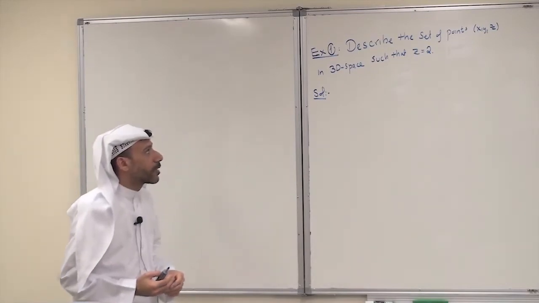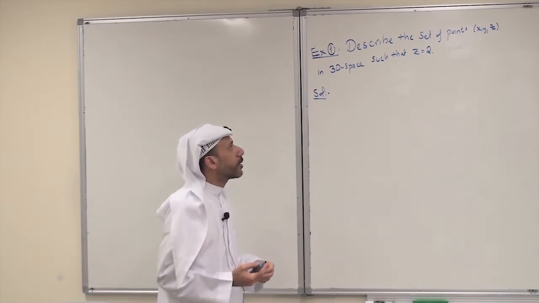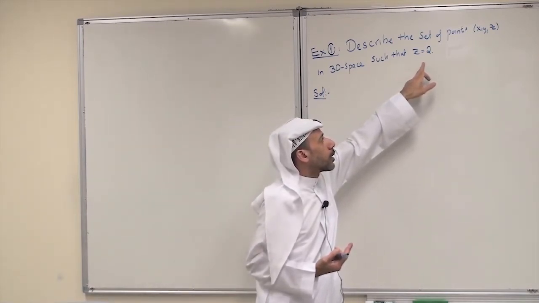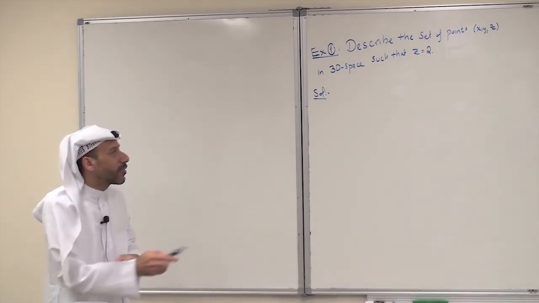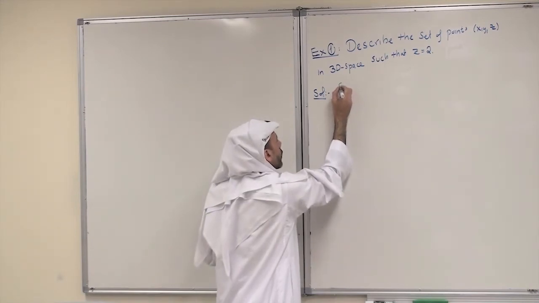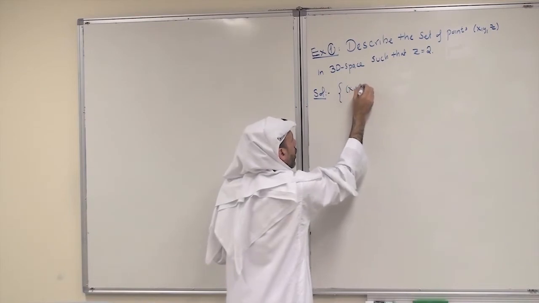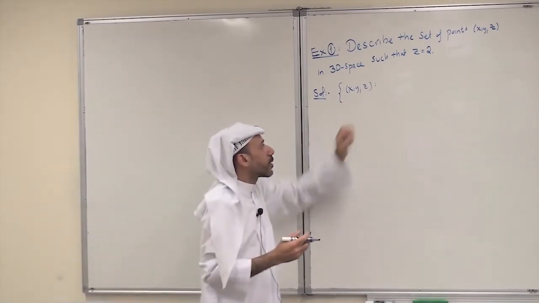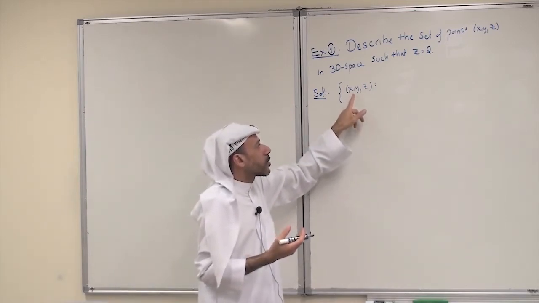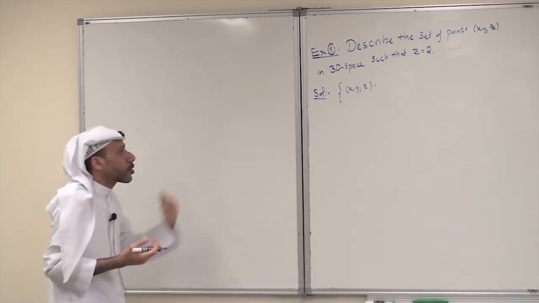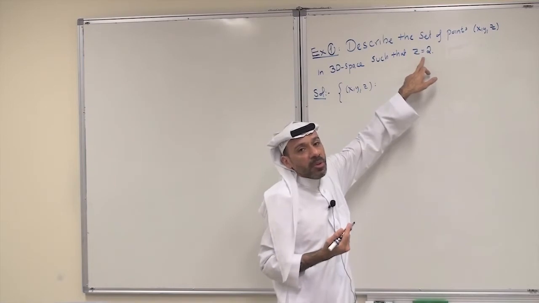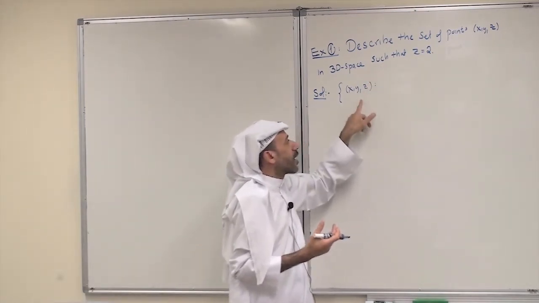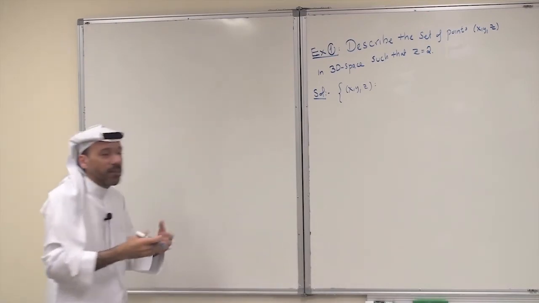Let's consider exercise 1 here. Describe the set of points x, y, z in three-dimensional space, or for short 3D space, such that z equals 2. Well, to describe this set, it is best for us to just write it in set notation. This consists of x, y, z. I want to describe a set of points in 3D space, x, y, z. Now I ask myself, what are the conditions on x, y, and z? If I check the question, there is one condition on z. Z has to be always 2. What about x and y? If there is no mention about x and y, it means x and y can take any real number. They are free.